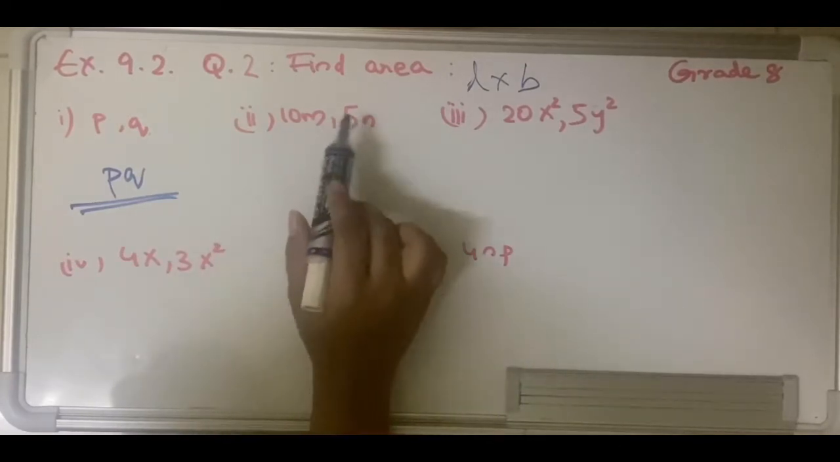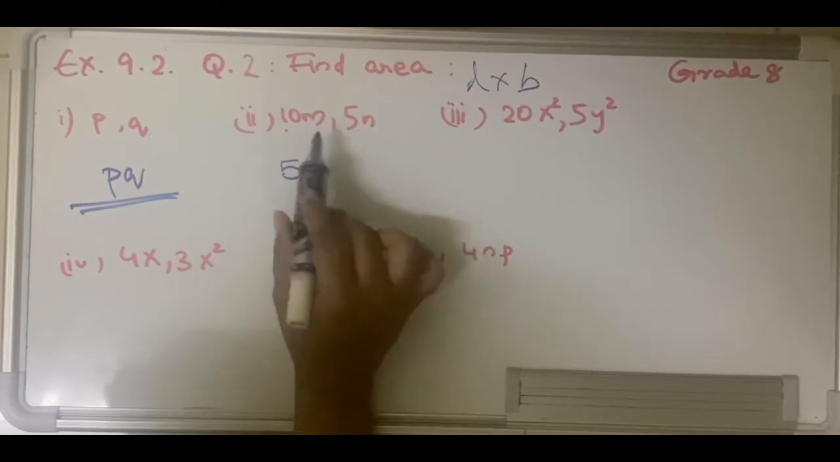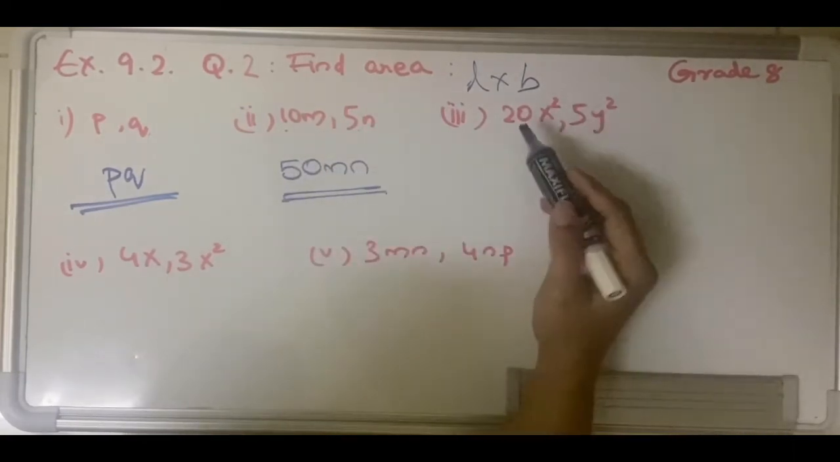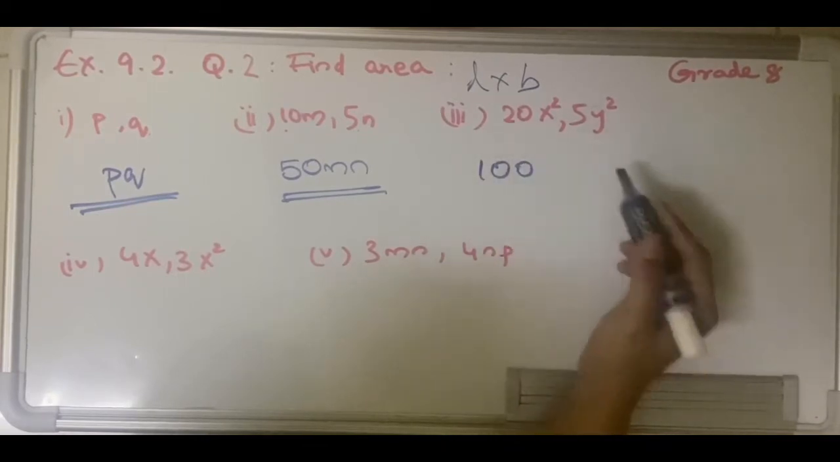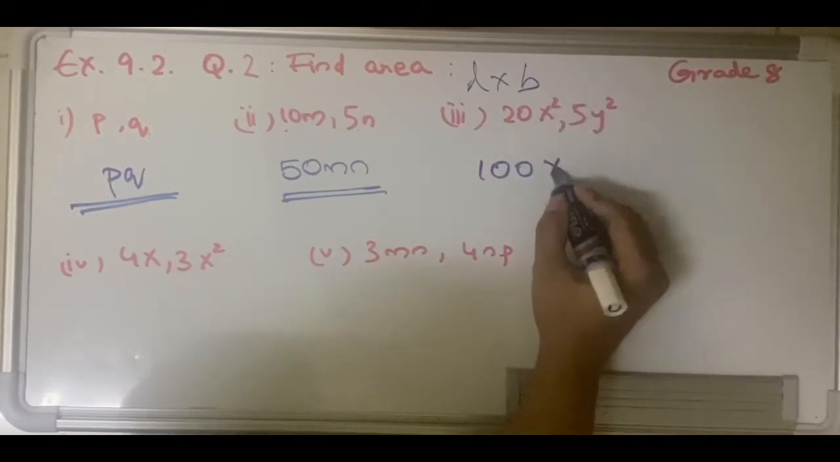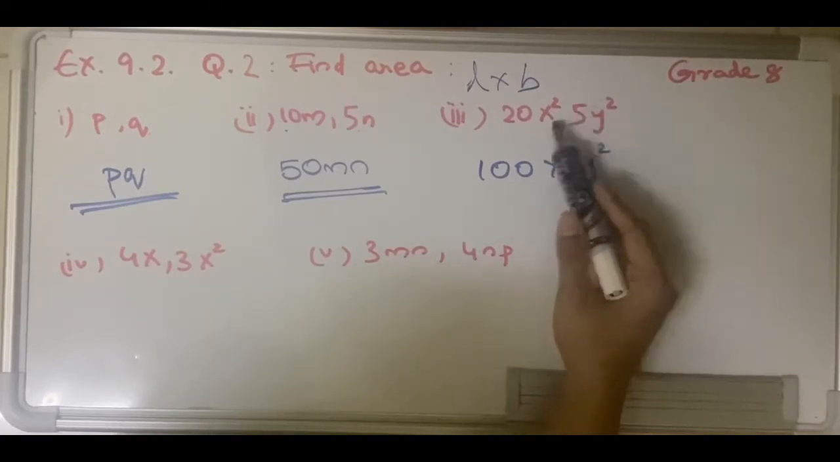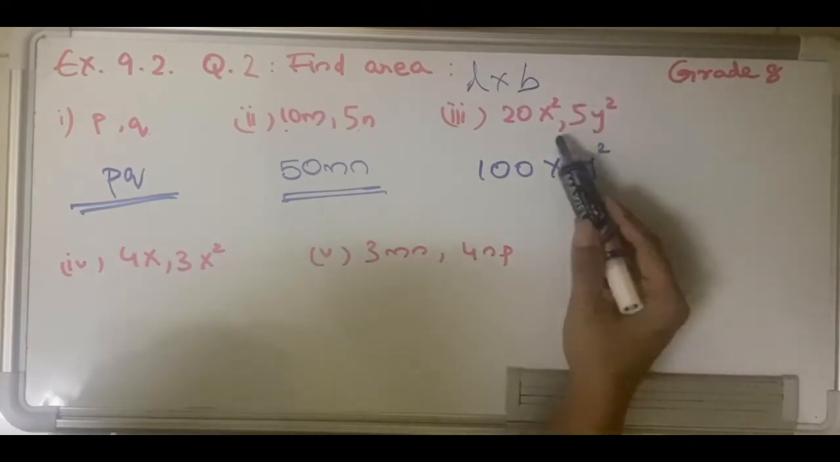10m times 5n. So take the numbers, multiply them. 5 times 10, 50 you will get. M times n would be mn. Yeah. 20 times 5 here would be 100. And you have x square multiplied by y square, which will be x square y square, because if they are not the same variable, you can't just add the exponents, you have to just let them be.